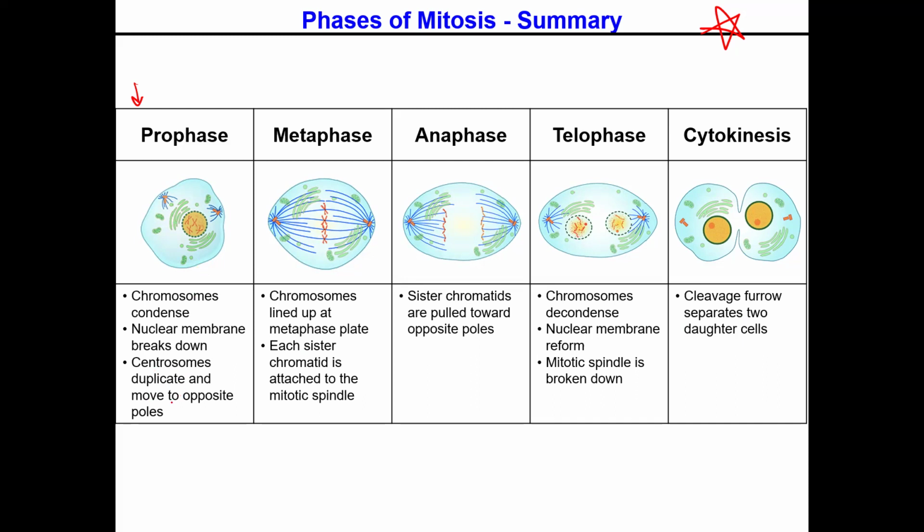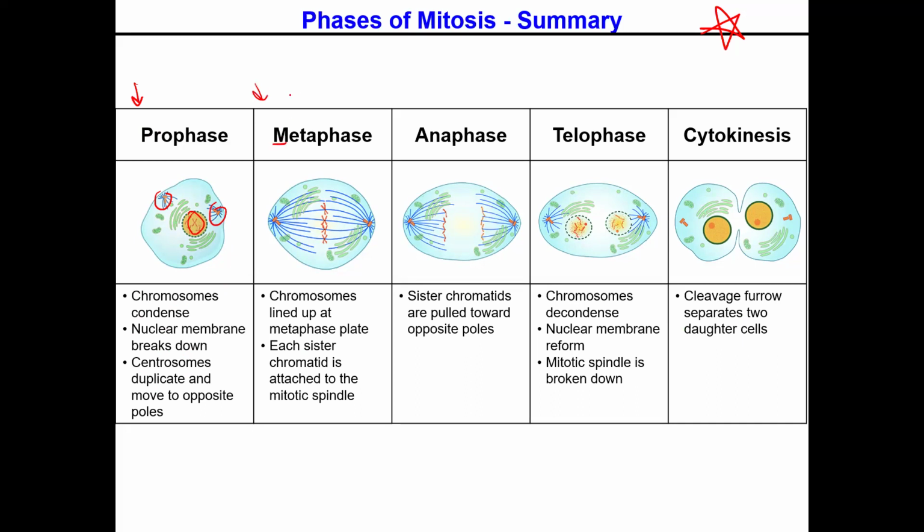Centrosomes are going to duplicate and move to opposite poles. So remember, those are the things right here that are going to help pull apart our chromosomes in order to make sure we have DNA sets for the new cells. So prophase, those are the major things we need to remember.